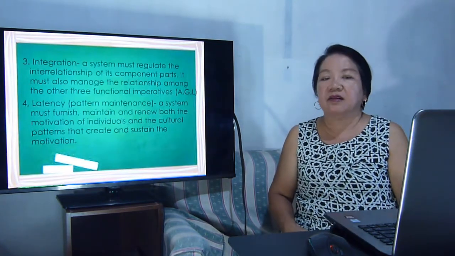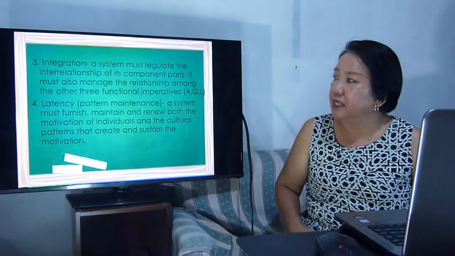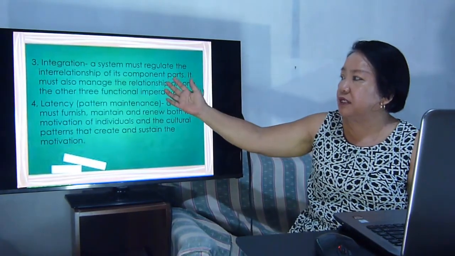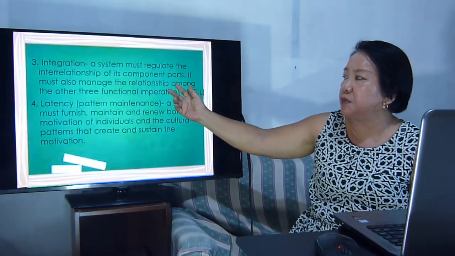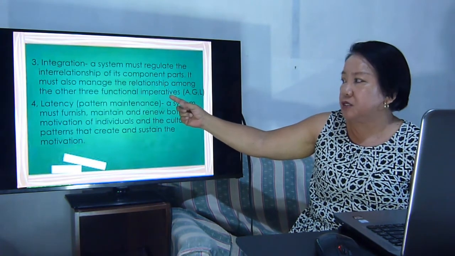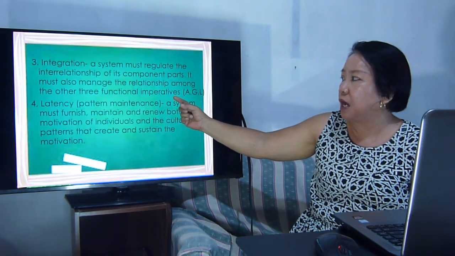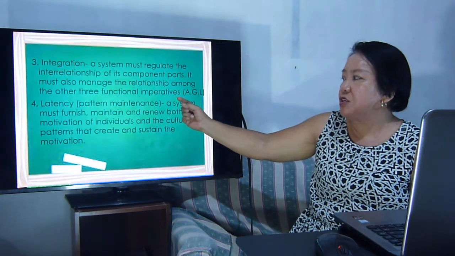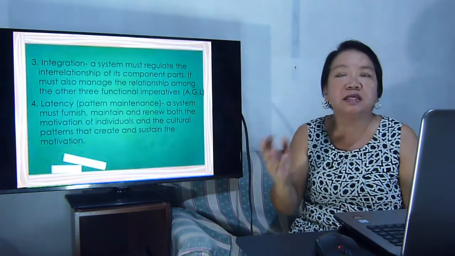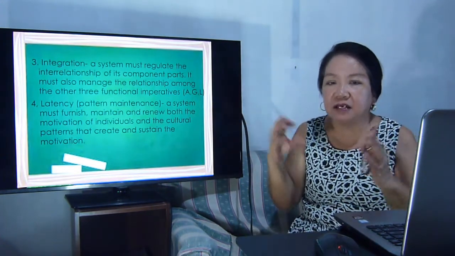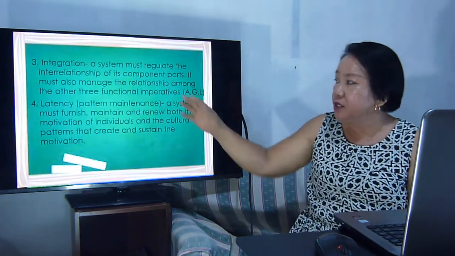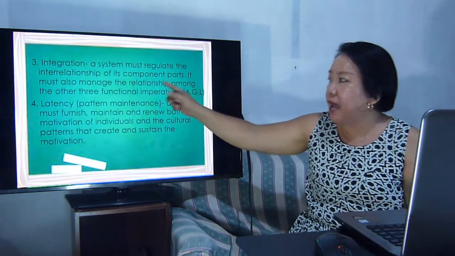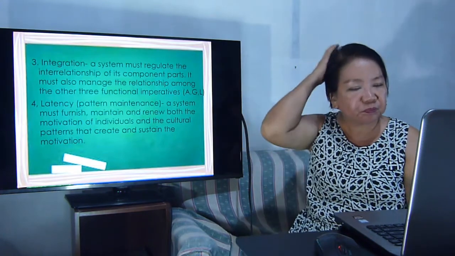Okay, the third, integration. A system must regulate the interrelationship of its component parts. So it must also manage the relationships among the other three functional imperatives. So integration. You need to be integrated, you need to be part of it, no? You have to manage the relationship.